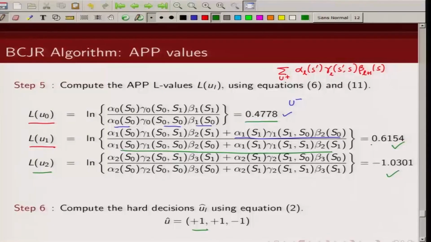This is greater than 0, so we decide in favor of plus 1, and this one is less than 0, so we decide in favor of minus 1. So, the final decoded bits are plus 1, plus 1, and minus 1.